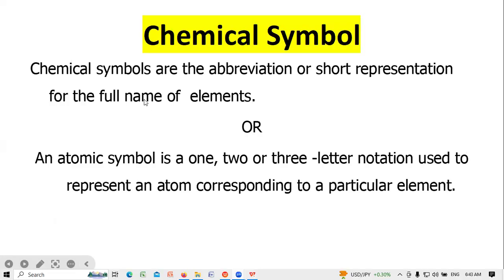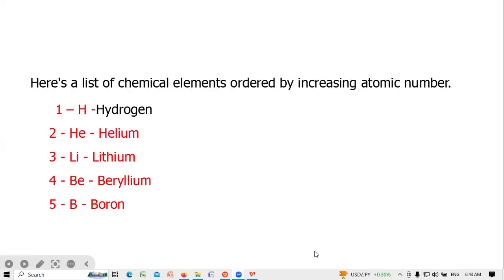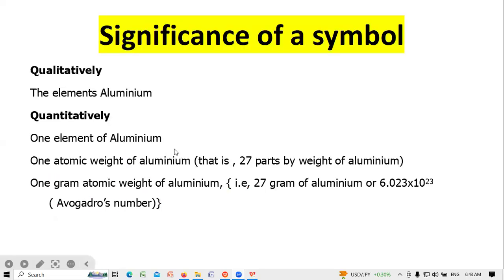Chemical symbols. Chemical symbols are the abbreviation or short representation for the full name of the elements. An atomic symbol is a one, two, or three letter notation used to represent an atom corresponding to a particular element. Here is a list of chemical elements ordered by increasing atomic number: hydrogen, helium, lithium, beryllium, boron.